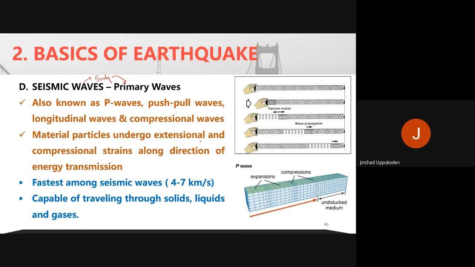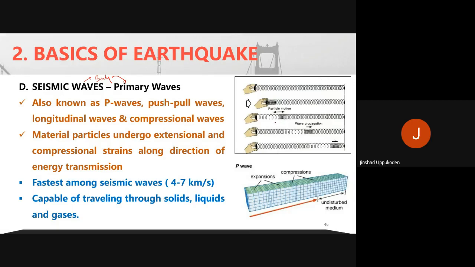The particles of the material through which this wave passes move in the direction of the wave transfer, like sound waves. So you have alternate regions of compression and expansion, like in a spring, an example of which is shown here. Sound waves also travel in the same format.